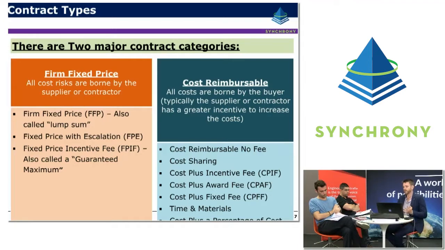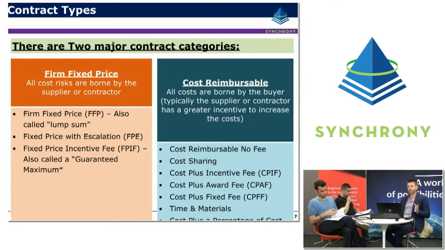So typical cost reimbursable models include cost reimbursable no fee, cost sharing models, cost plus incentive fees, cost plus award fees, all sorts of different arrangements of cost sharing and fee sharing, and of course simple time and materials where 100% is passed through.